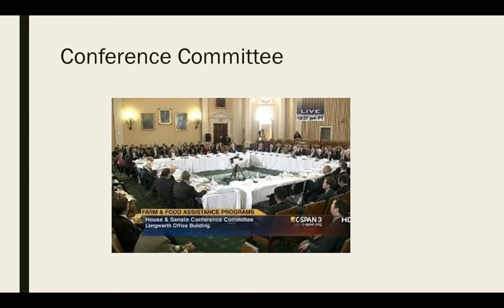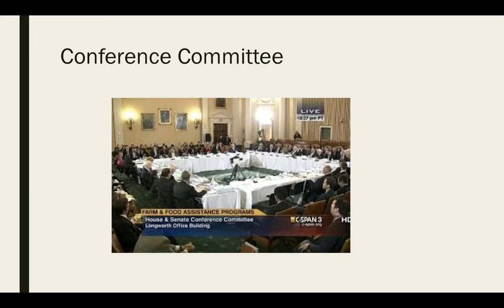And so we cannot send two versions of the same bill to the president. We can only send one. So what we do is we create this joint committee. And so the conference committee is a type of joint committee because it has members of both the House and the Senate. But this is a very important committee because we're going to come together and we're going to create one bill that we can send to the president.